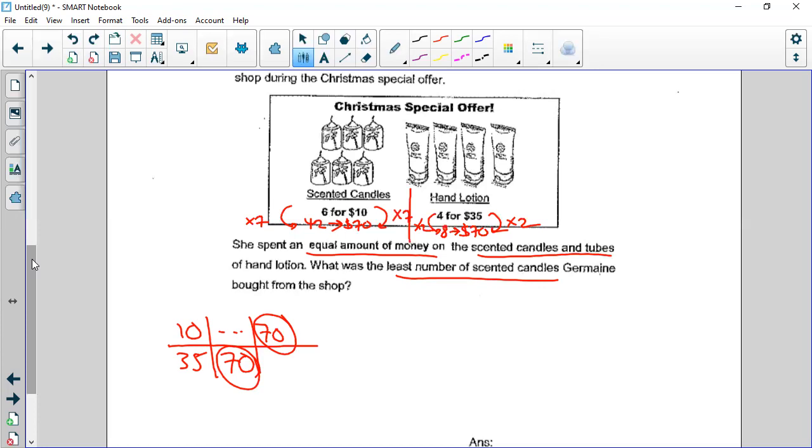All right, so what was the least number? So the least number must be what? 42 plus 8. Because $70 is your smallest amount of money, which is common. So the least number of candles that she bought is what? Candles. So look for candles, which is 42. So she bought 42 candles. That was the least number of scented candles that she bought. Okay, understand? Are you clear so far?